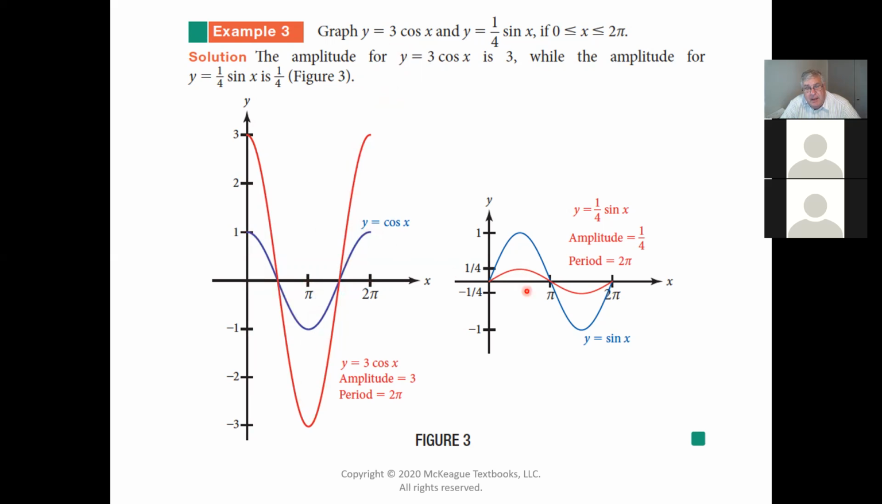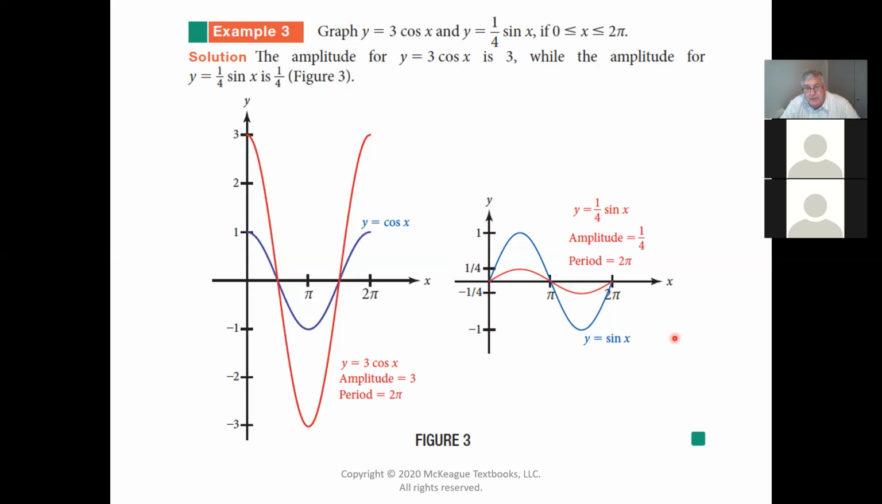In a similar fashion, they graphed over to the right here one period of y equals sine x, the blue curve, and then they graphed this other function, y equals 1/4 times sine x. What has happened to the amplitude of the graph y equals 1/4 sine x? The amplitude now, instead of being 1, like it is for y equals sine x, is now 1/4. Both curves or waves are still in phase, have the same period, same x-intercepts, and the max and mins occur at the same values of x.